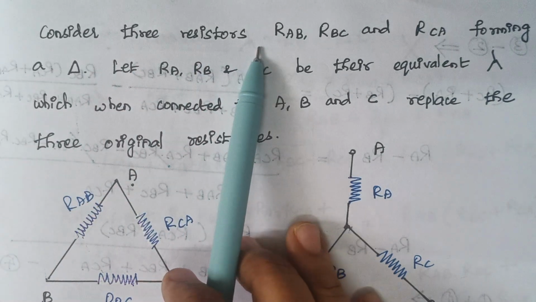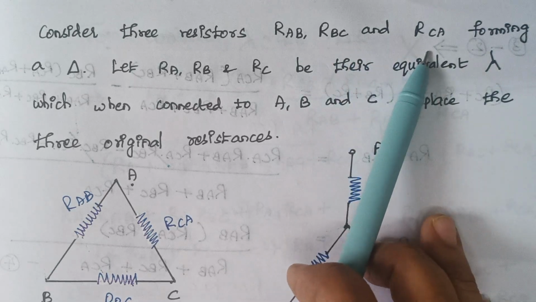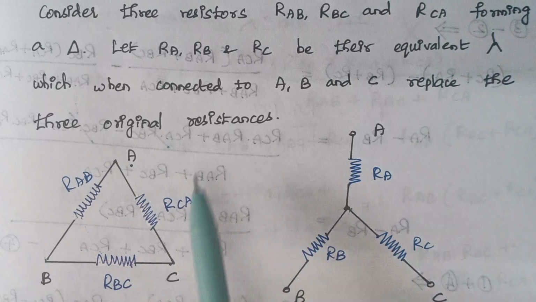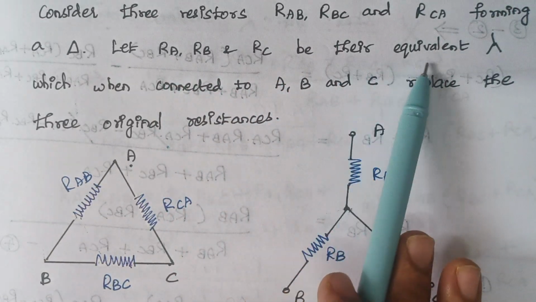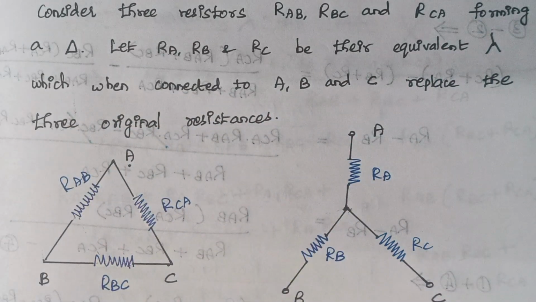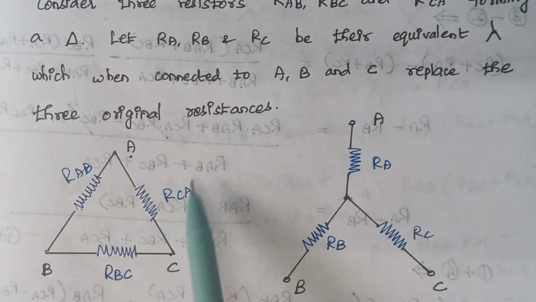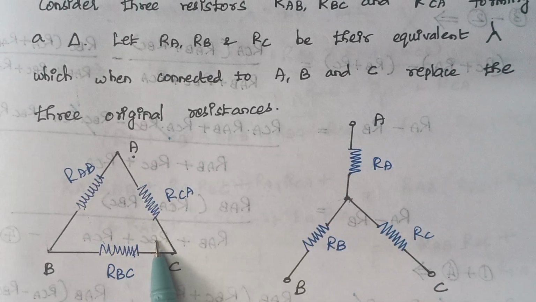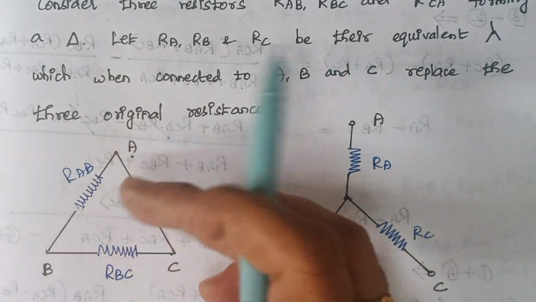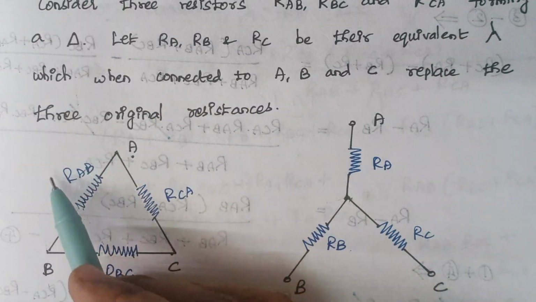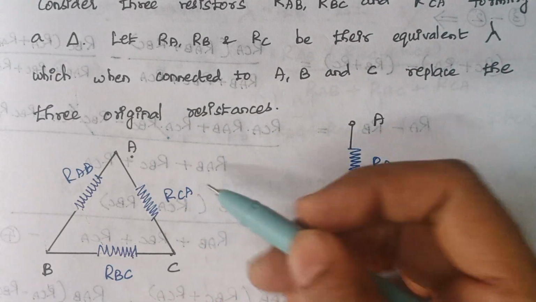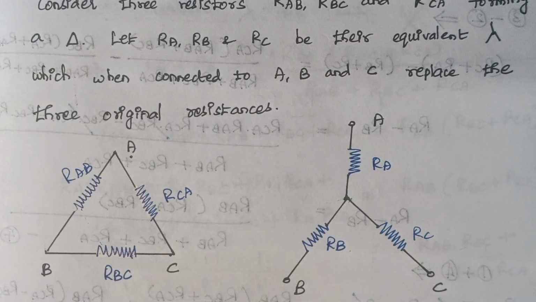Consider 3 resistors RAB, RBC and RCA forming a delta. A delta is a closed path. Let RA, RB and RC be their equivalent star network, connected to A, B and C. Here this delta is converted into a star like this. Being a delta, each resistor is connected between two terminals: between A and B the resistance is RAB, between A and C it is RCA, and between B and C it is RBC.